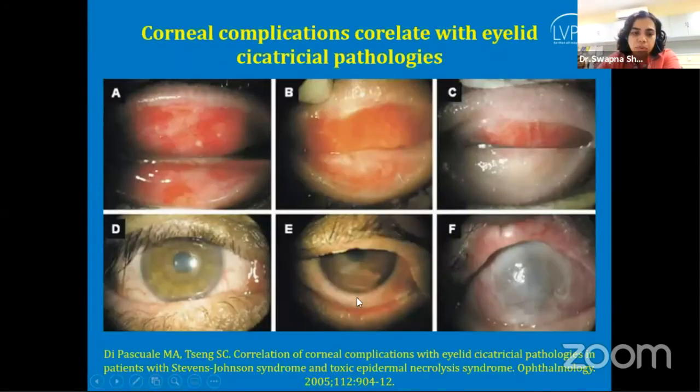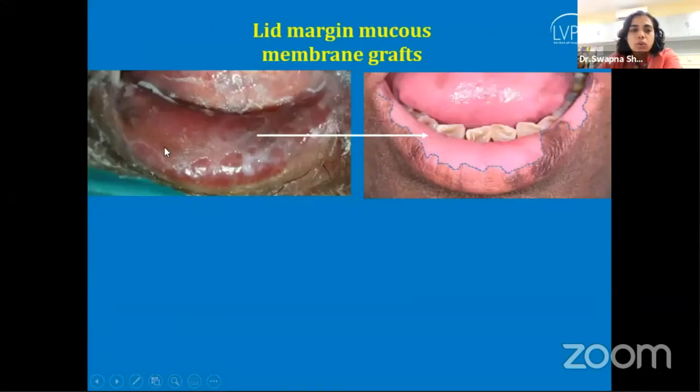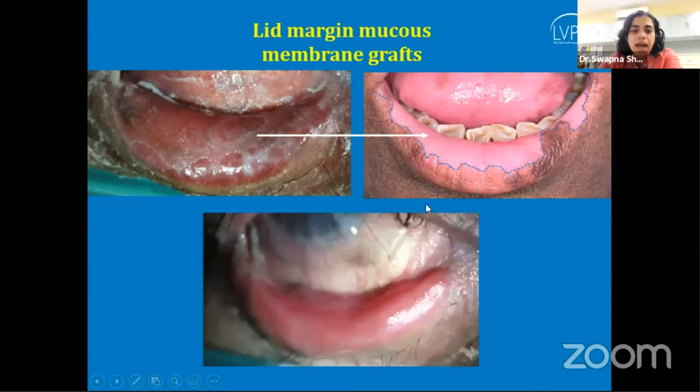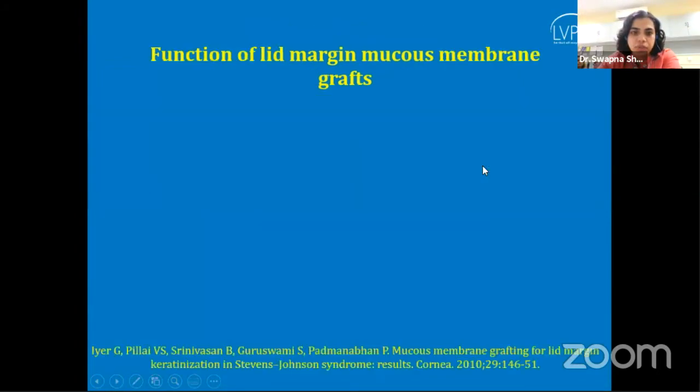This has been very beautifully described in a paper by Dr. Sheffer Seng in 2005, where they have shown that all the corneal changes correspond very well with the cicatricial eyelid pathologies. So when you have a keratinized lid margin such as this, what we do is we replace the keratinized lid margin with oral mucosa, mostly from the lip, hence known as labial mucosa. And this is how the outcome is, where we replace this tissue with healthy labial tissue.